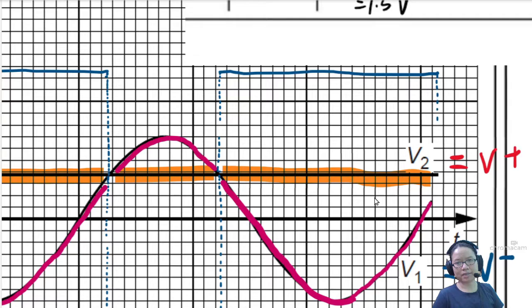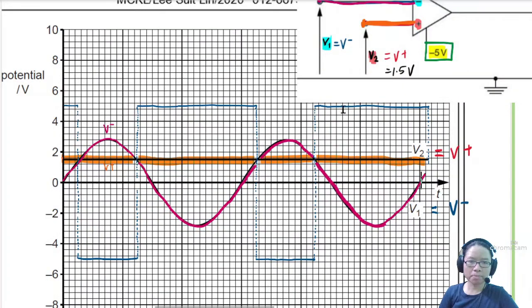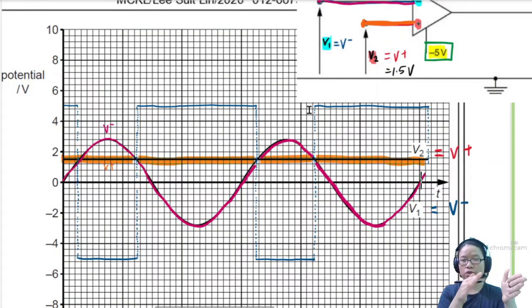After that, I don't know what happens. No graph to draw. Okay, let us zoom out. So you will get this shape. The dotted line, you want to draw vertical also can. You want to draw dotted also can. Doesn't matter. Alright? As long as your output is plus minus 5.